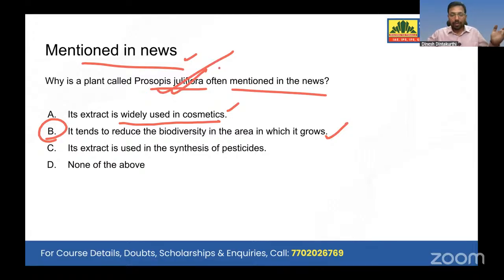From ages together, it has occupied the majority of the arid lands of India. The problem is it takes the majority of the water. The groundwater is depleted because of this particular plant. So in Punjab and Haryana, state governments have eliminated this particular plant. As this is in current affairs, we got it in UPSC.